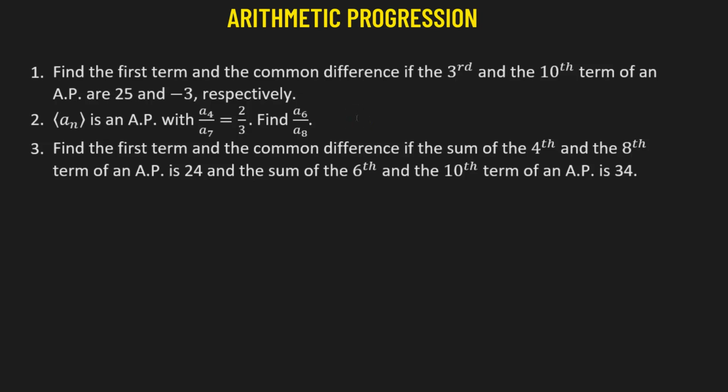So in this section, we will be solving 3 problems on arithmetic progression. So let's begin with the first one. In the first problem, we have to obtain the value of the first term and the common difference. And it's given here that the third term and the 10th term are in AP, and they have the value 25 and -3 respectively. So let's begin.